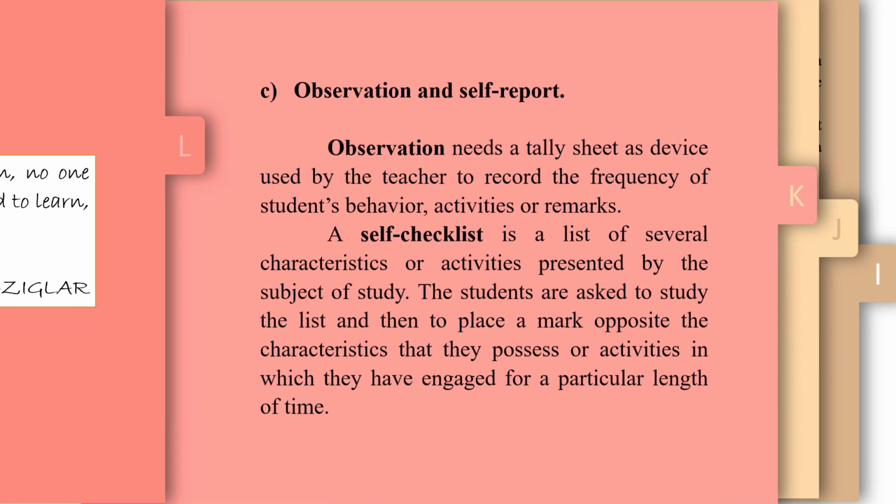Observation and self-report. Observation needs a tally sheet, a device used by the teacher to record the frequency of students' behavior, activities, or remarks. A self-checklist is a list of several characteristics or activities presented to the subject of study. The students are asked to study the list and then to place a mark opposite the characteristics that they possess or activities in which they have engaged for a particular length of time.